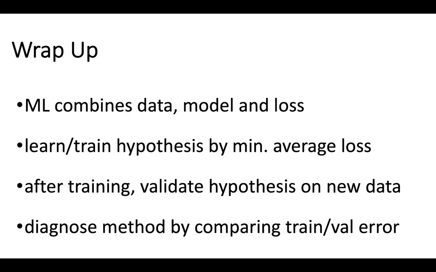Okay. Just to wrap up today's lecture, we have now finished our walk through the three components of machine learning, which is data, a model, which is a set of hypotheses, and a loss function that allows us to quantify the quality or the performance of a particular hypothesis. Then learning is obtained by choosing a hypothesis with smallest or minimum error or loss. But it's then very important, after you have found a hypothesis with a small average loss on the training error, to validate it. And we will then learn how to diagnose methods by comparing the training loss with the loss obtained on the validation set.